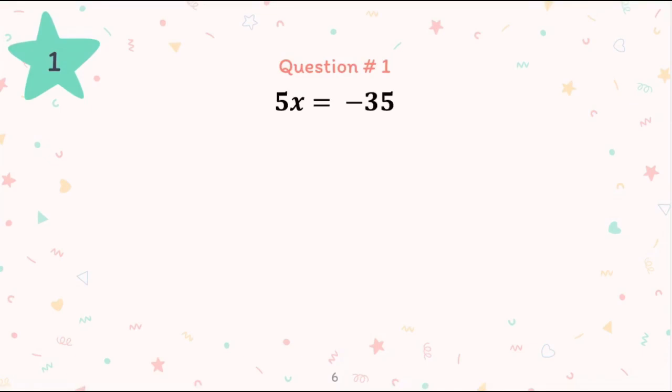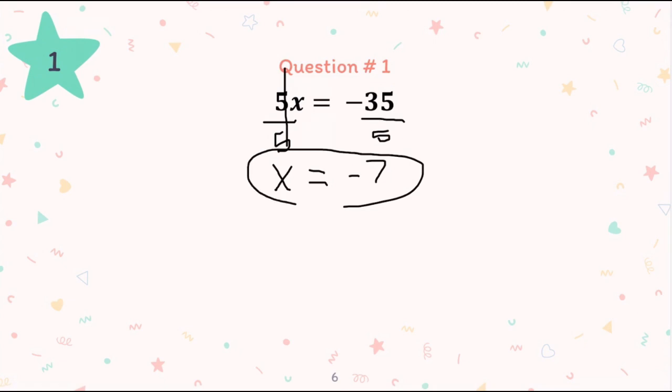Okay, so for this one, I divided them by 5 because this is 5 times x equals negative 35. So I did 5 divided by 5, and what I do on one side, I do on the other side. So I did 5 divided by 5 here as well. And then I cross this out because it's basically 1, and 1 is equal to x. So I just have x, and then x is equal to negative 7 because negative 35 divided by 5 equals negative 7.